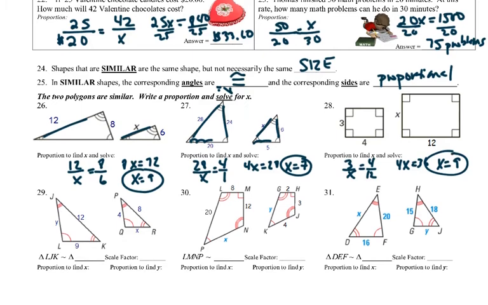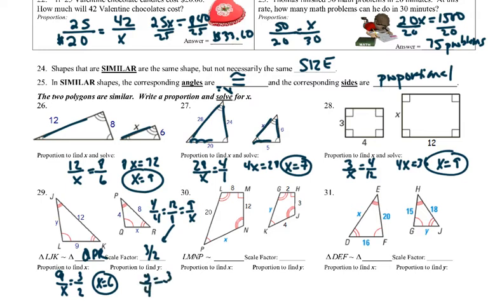And a lot of this is the same over and over again. So here, LJK is going to go with QPR. I like to write all three proportions out. y over 4 equals 12 over 8 equals 9 over x. The 12 over 8 is our scale factor. If I reduce that, that's going to be 3 over 2. So 9 over x equals 3 over 2. If I cross multiply that, you get 6. For y, y over 4 equals 3 over 2. If I cross multiply that, I also get 6.